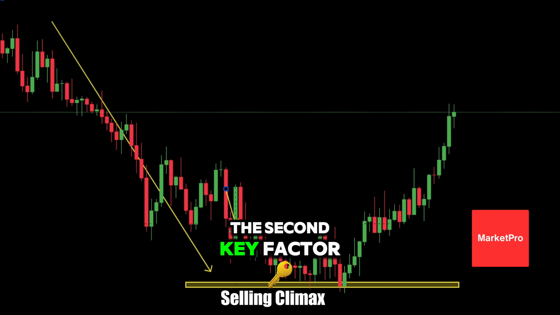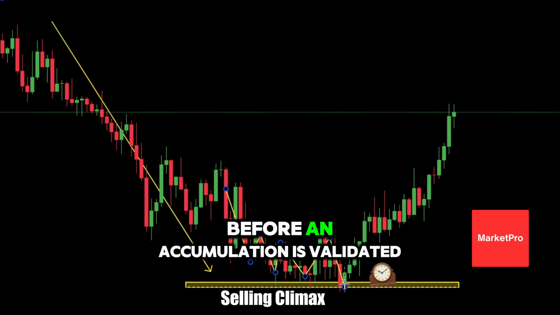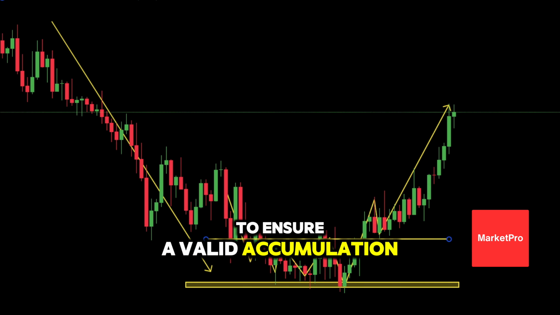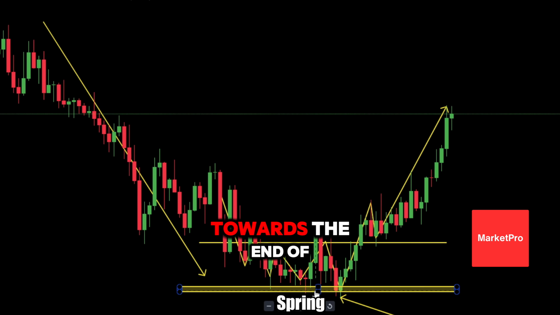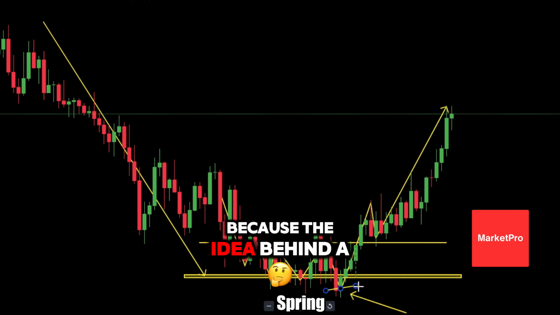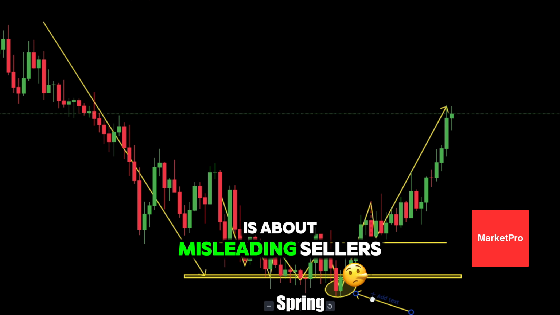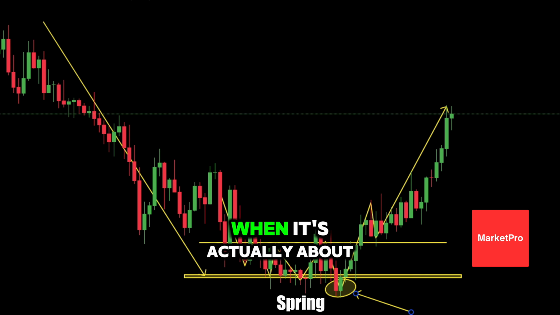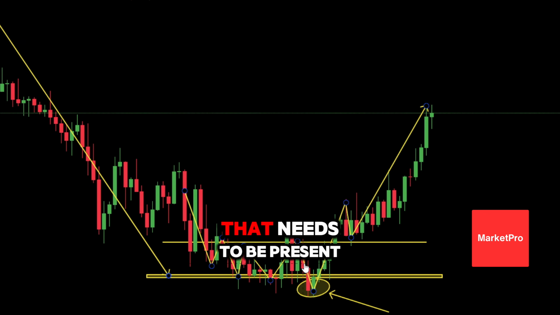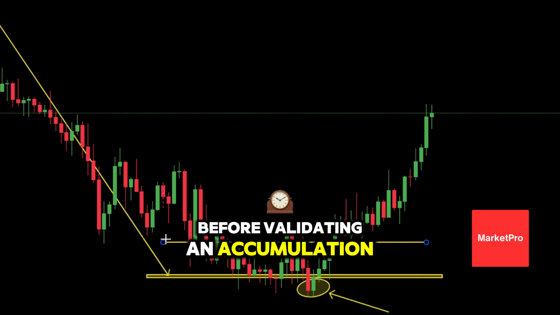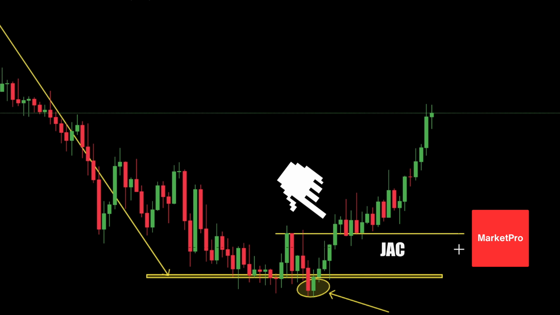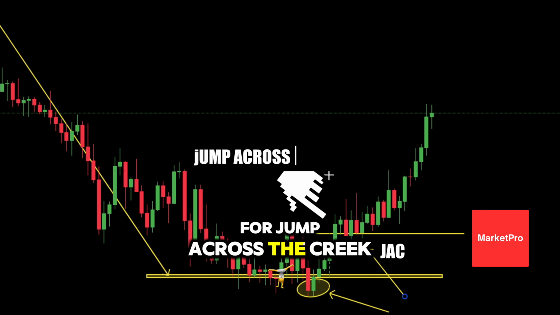That leads us to the second key factor that needs to be present before an accumulation is validated. The second key factor to ensure a valid accumulation is by looking out for a spring. Towards the end of the consolidation, this spring can also be known as a bear trap, because the idea behind a spring basically is about misleading sellers to think the trend is about to continue when it's actually about to reverse. And with this reversal comes the third key factor that needs to be present before validating an accumulation, which is a breakout in the trend reversal direction, known as JAC, and that's an abbreviation for jump across the creek.